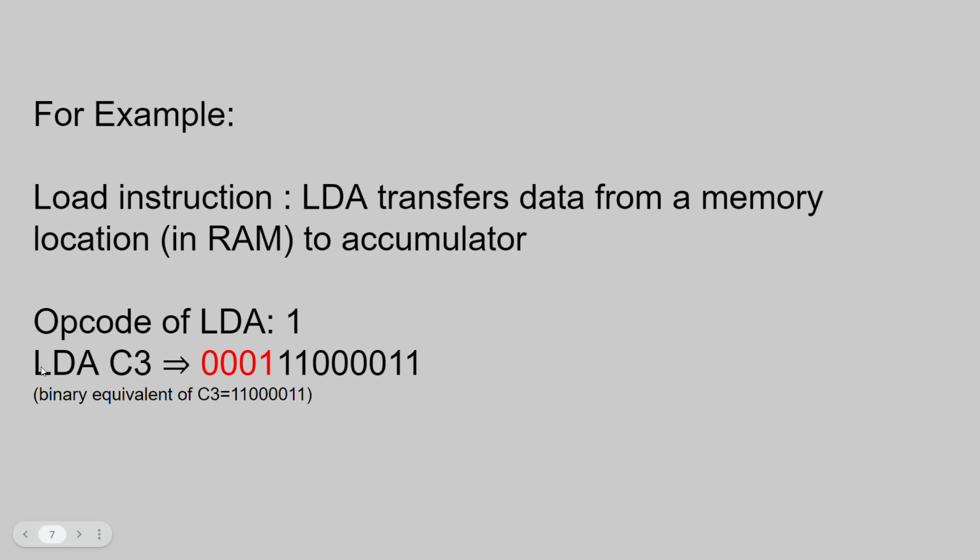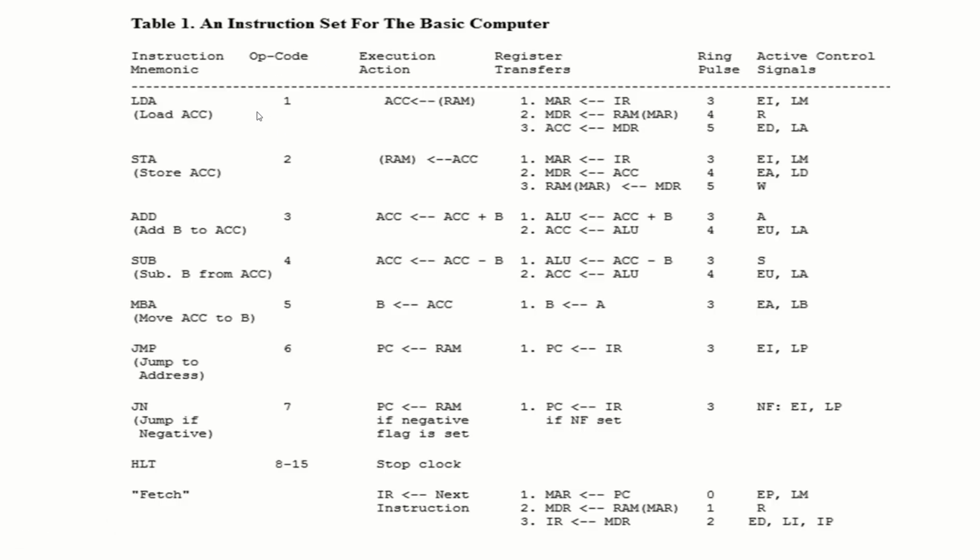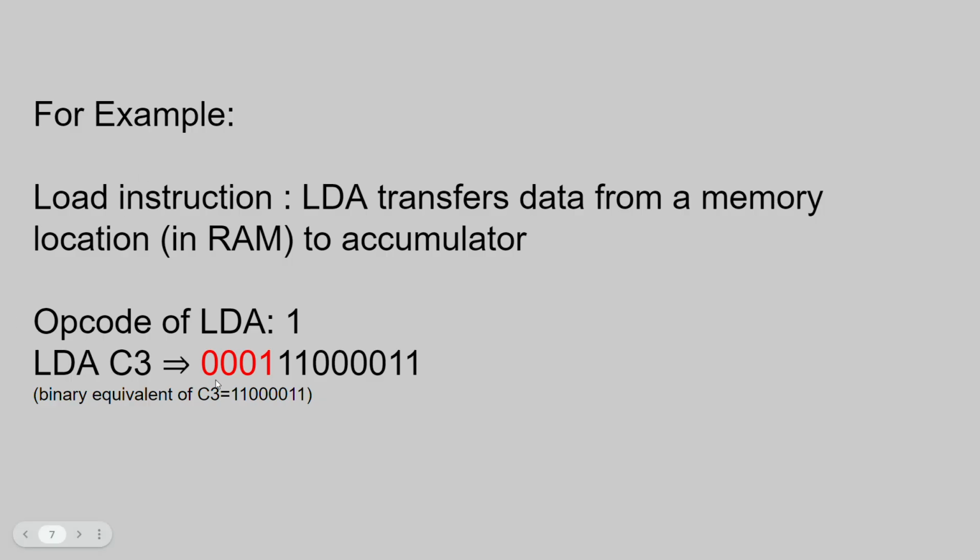How? LDA, as we saw, has an opcode of 1. So this LDA gets converted into 0001. We can see 4 bits were reserved for my opcode, hence the 4-bit long 1 we have written. And the binary equivalent of C3 is 11000011. So this C3 also gets converted into its binary equivalent. Now I have this 12-bit long instruction, the first 4 bits of which represent my opcode. This opcode, 0001, corresponds to the load instruction.